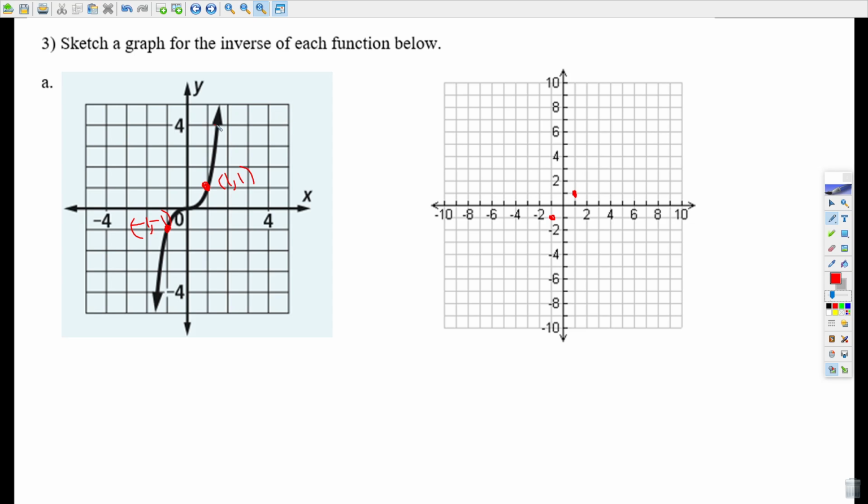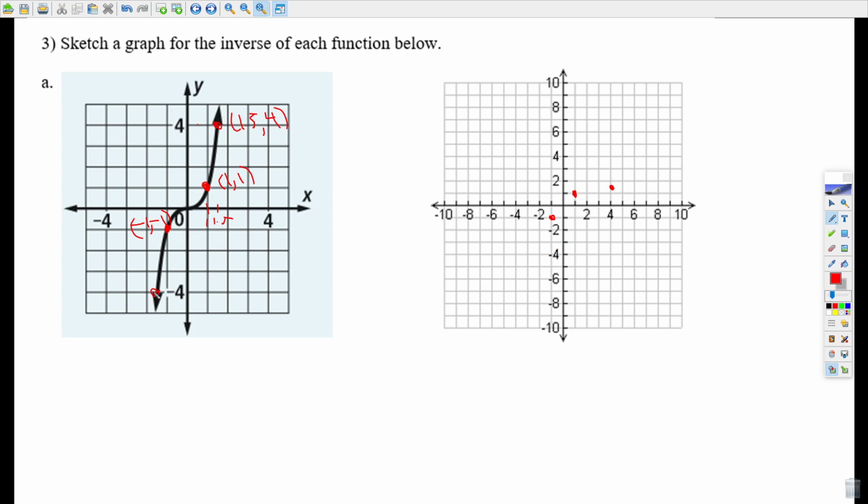How about something like this harder one up here? This would be maybe 1.5-ish, comma 4. So 0.5, comma 4. All right. And then the other inverse would be 4, 1.5. So 1, 2, 3, 4, and then 1.5 like that.